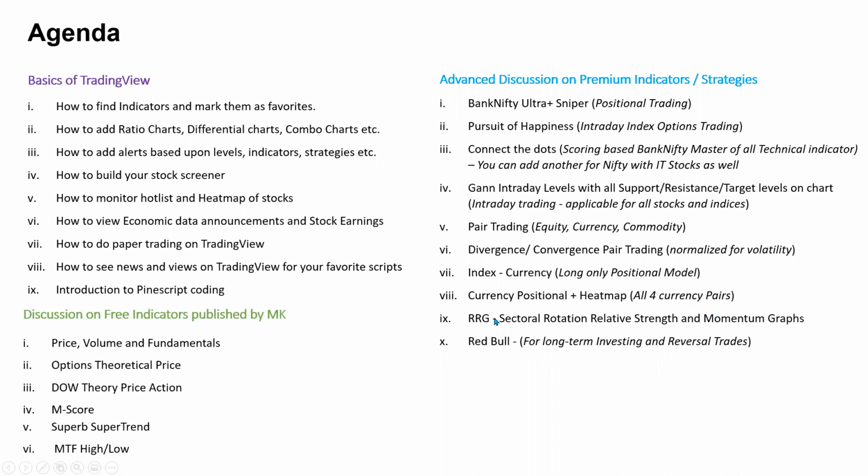Again, this one and the last one, which I call Red Bull. Don't go by the names. These names are very funny, but I just like the name, so I gave it. As I say, नाम में कुछ नहीं रखा है, content में जो भी है. So this is just a very quick overview of all these premium indicators. They are classified in different categories: indices, pair trading, then currency, and then long-term investing, and some short swing trading kind of stuff. Okay.